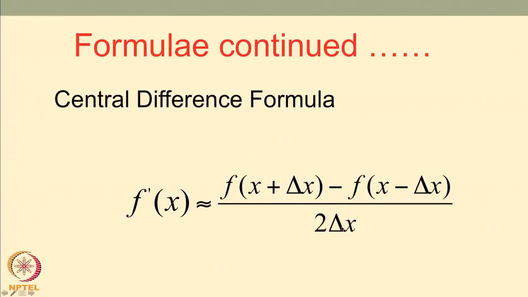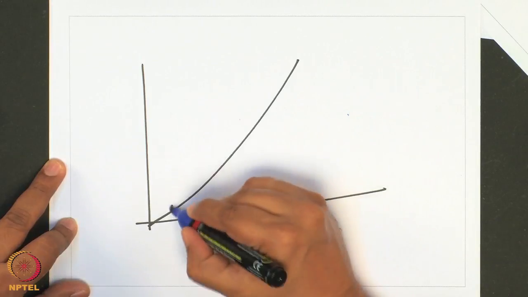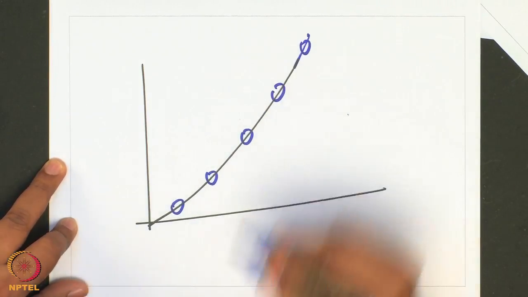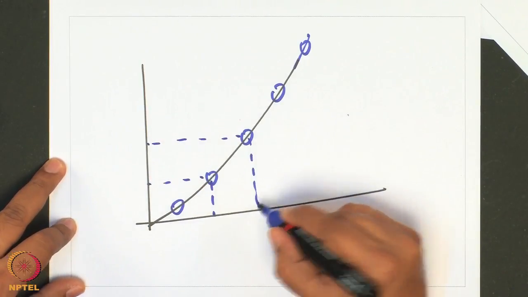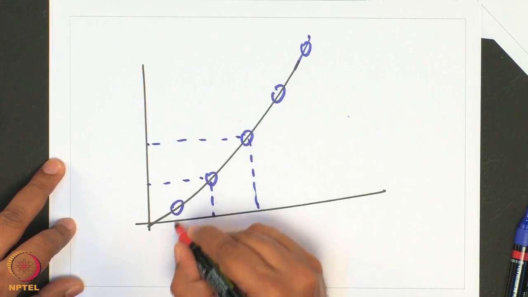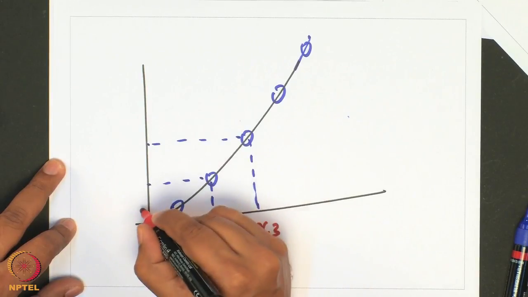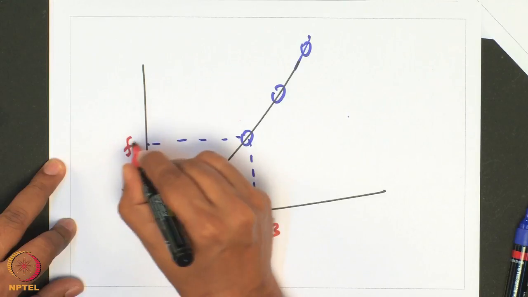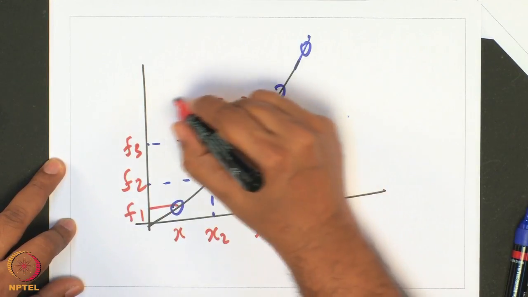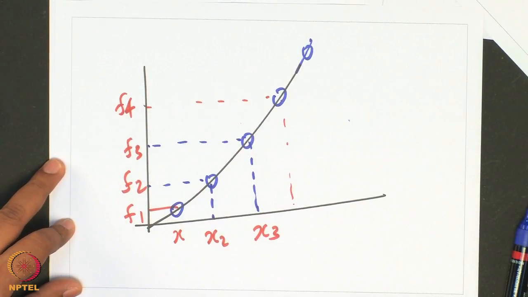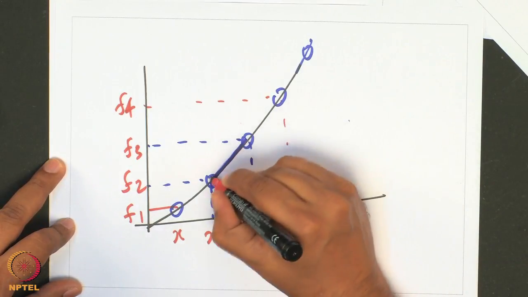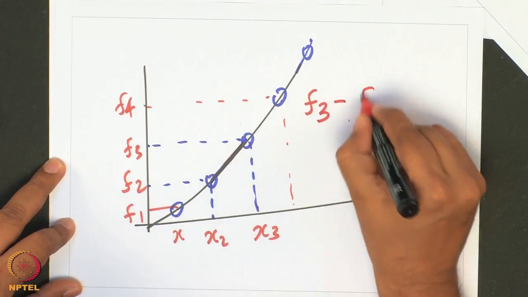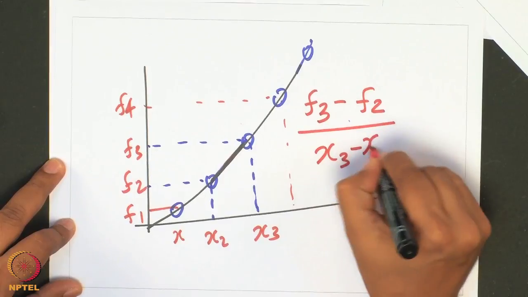f prime of x is equal to f at x plus delta x minus f at x minus delta x divided by 2 delta x. Another way of thinking about this is the following: imagine that you have this data. We had these data points here, here, here, here, here. Now let us take these 2 points. Let me call this x1, this is x2, this is x3. Correspondingly you have here f1, f2, f3, and of course f4. Now if we calculate the slope here, which is f3 minus f2 divided by x3 minus x2, this is a slope.